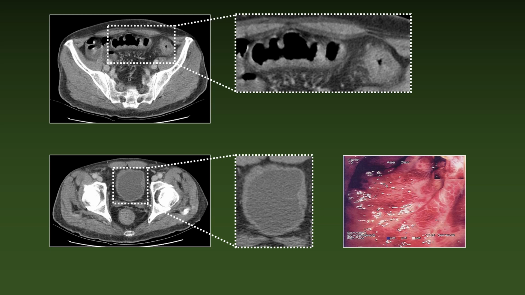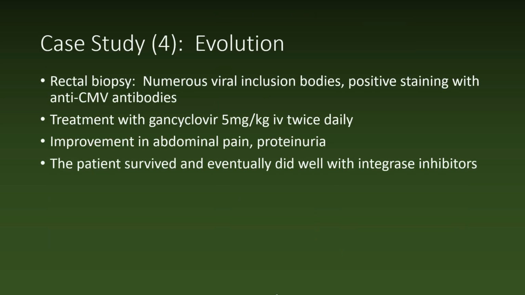The CT scan showed thickening of the transverse and descending sigmoid colon, see arrows. Probably the bladder was also involved with wall thickening. The proctoscopy showed inflammation with ulcerations. CMV infection was confirmed by the rectal biopsy, which showed numerous viral inclusion bodies and positive staining with anti-CMV antibodies.